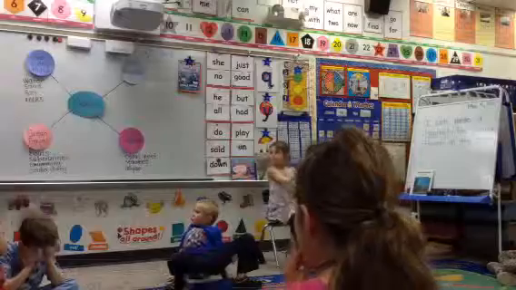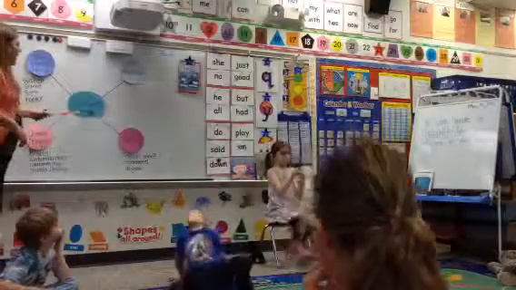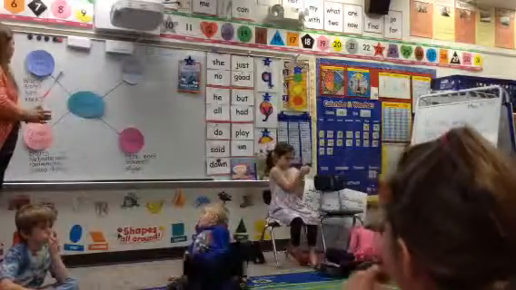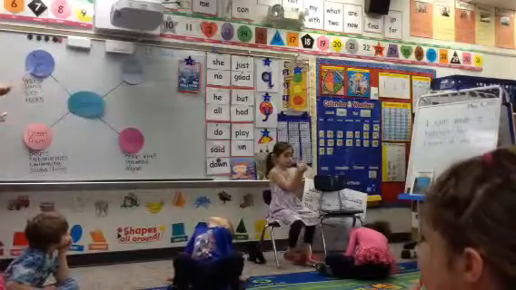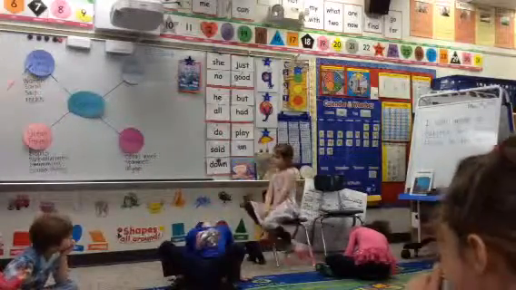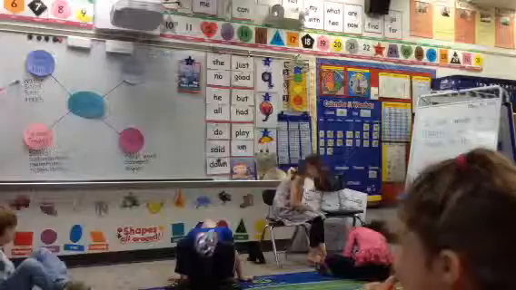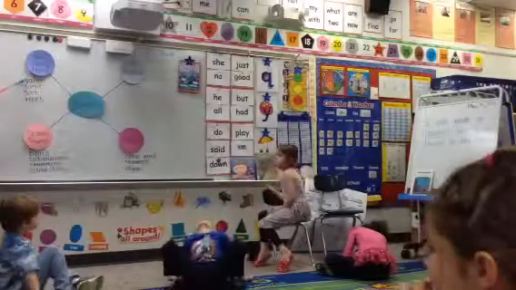All right, let's take a look at our web up here. Our biome is oceans. Last week we talked about a few non-living things that lived in oceans. Rocks. The first thing we said was rocks. Water.